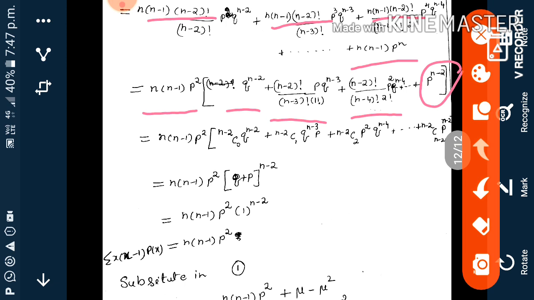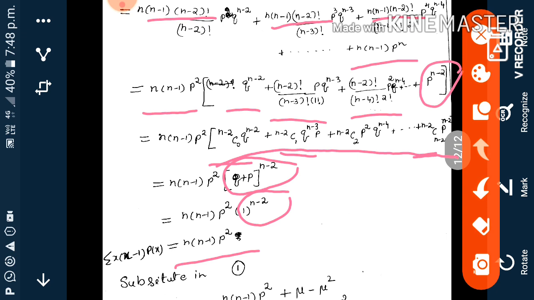Now n into (n minus 1) p square into (n-2)C0. We can write the power starting from q to the power n minus 2, so in place of 1 we write (n-2)C0 q to the power n minus 2. Next term (n-2)C1, etc. Last term (n-2)C(n-2) p to the power n minus 2. So this full term is the expansion of (q + p) to the power n minus 2. So we get this as 1. So the term summation x into (x minus 1) p of x is n into (n minus 1) p square.